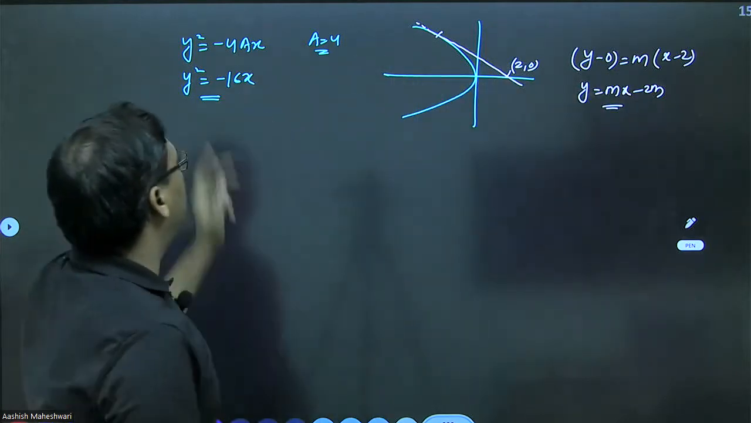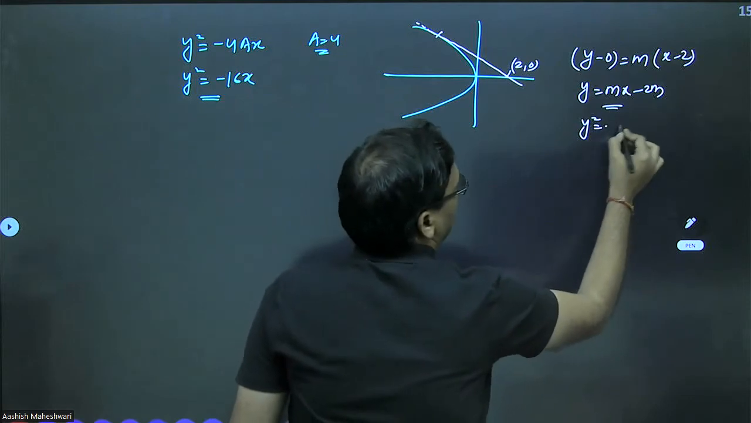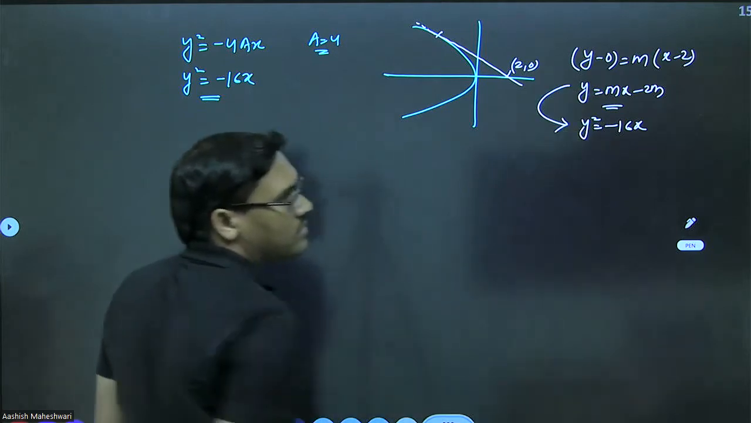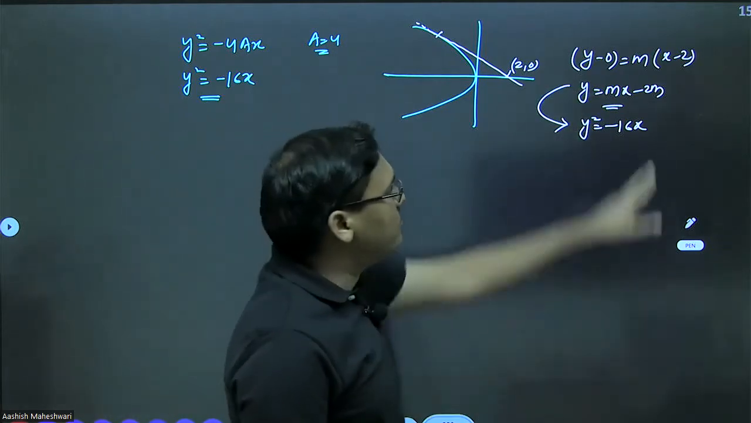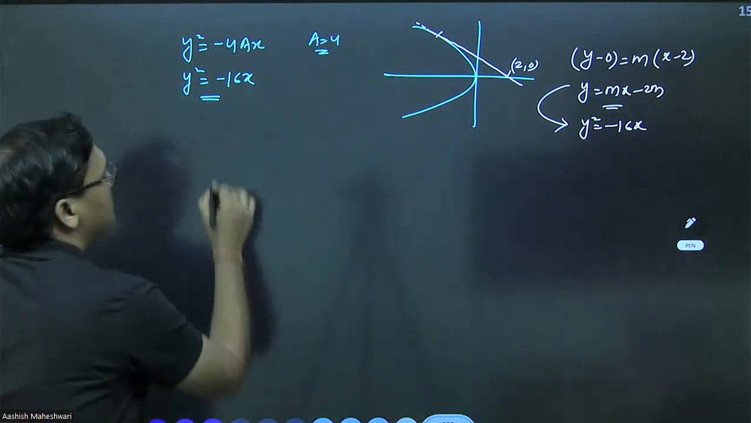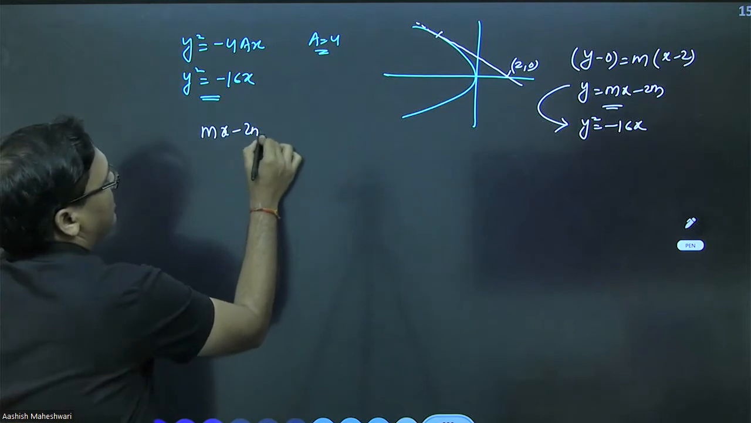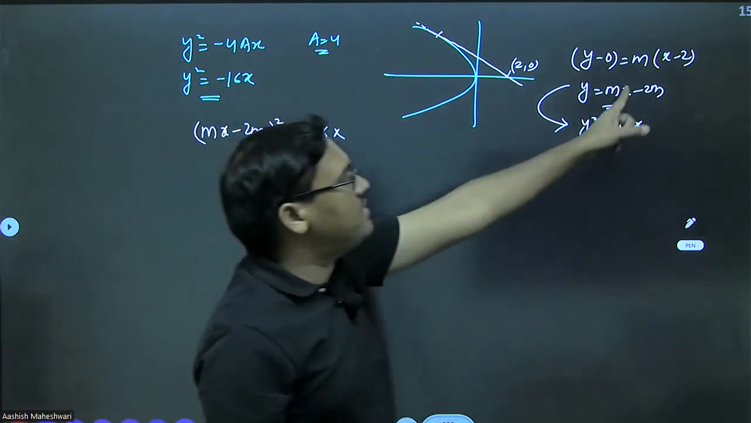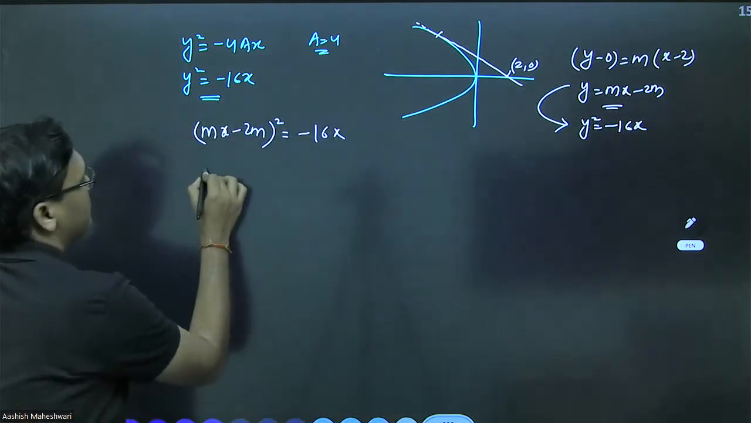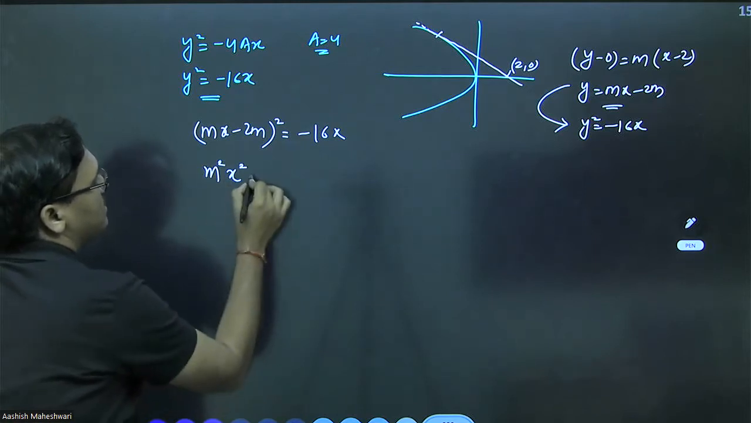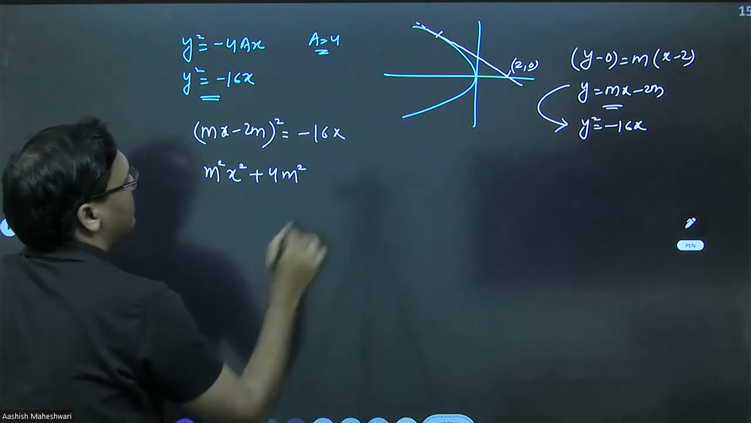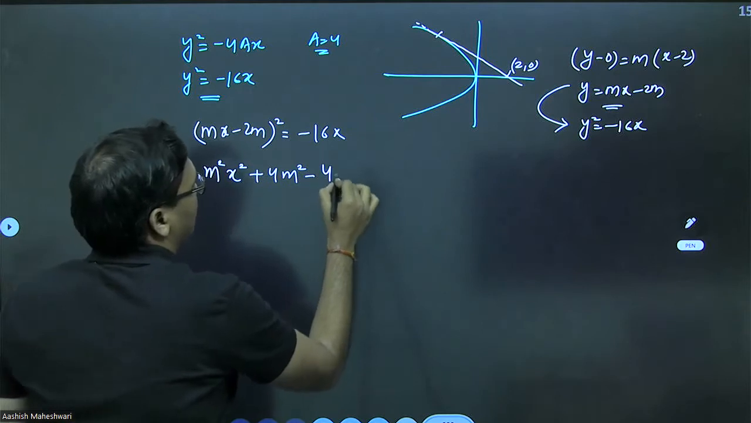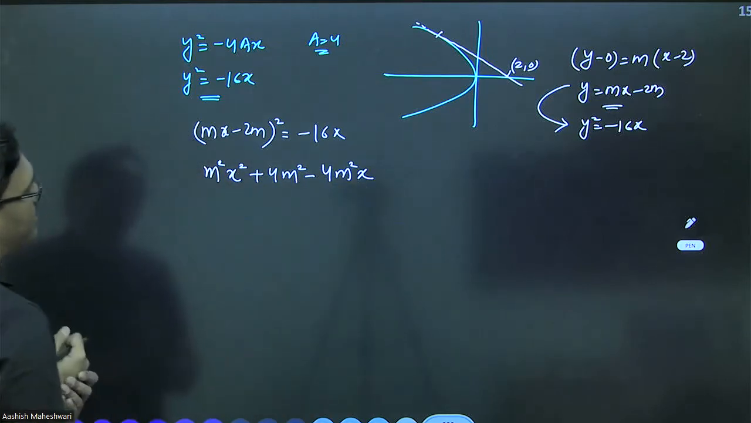Now this line should be tangent to the parabola y square equal to minus 16x. Correct? Now, how will you derive the condition for tangency? That means if you solve these two equations simultaneously, this is mx minus 2m whole square equal to minus 16x. We are just trying to solve this, right? So if I solve this, you can see we will get a quadratic in x: m square x square plus 4m square minus 4 times 4m square x. Correct?